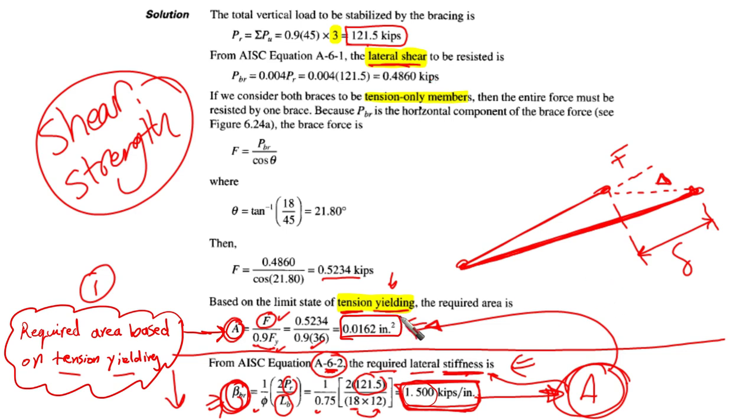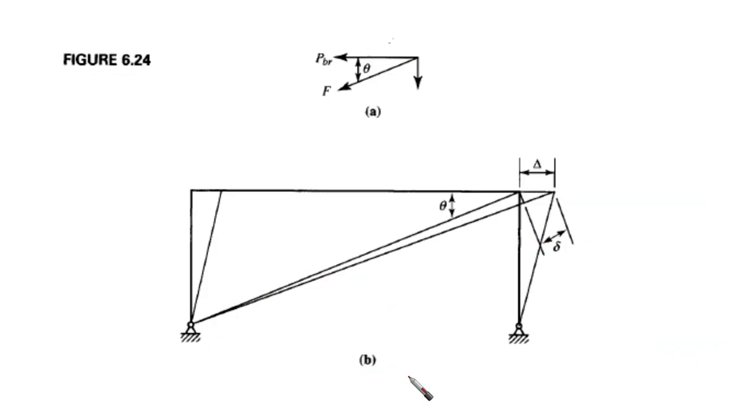Now we have achieved this 0.016 area required based on tension yielding only, for the case of required shear strength. But what if the required lateral stiffness governs? This is what we're going to see in the next slides. This is the lateral movement of the structure. In order to say that this diagonal is providing stability bracing, we need to know the maximum delta that should be provided based on the lateral stiffness requirement of the code.